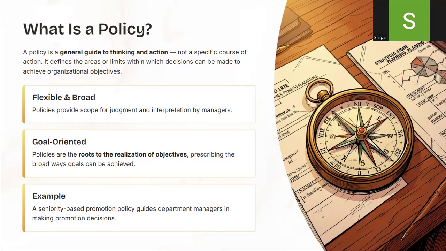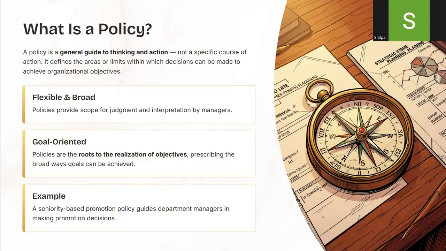Second thing about policy is it is again goal oriented. Now policies are the routes to the realization of objectives. Means what? Policies basically help you to reach up to your final objectives. So policy are guiding you and telling the organization how they are going to achieve their final objectives. So it basically acts as a guide.